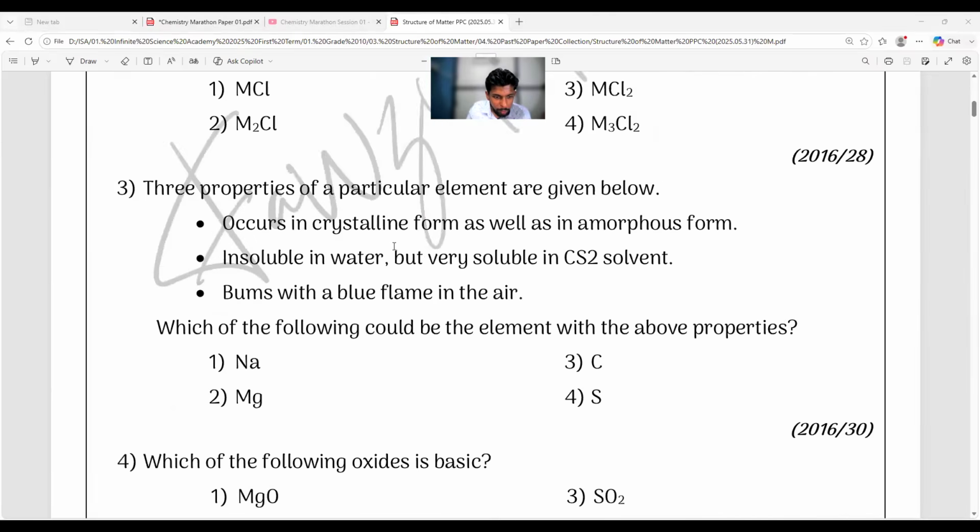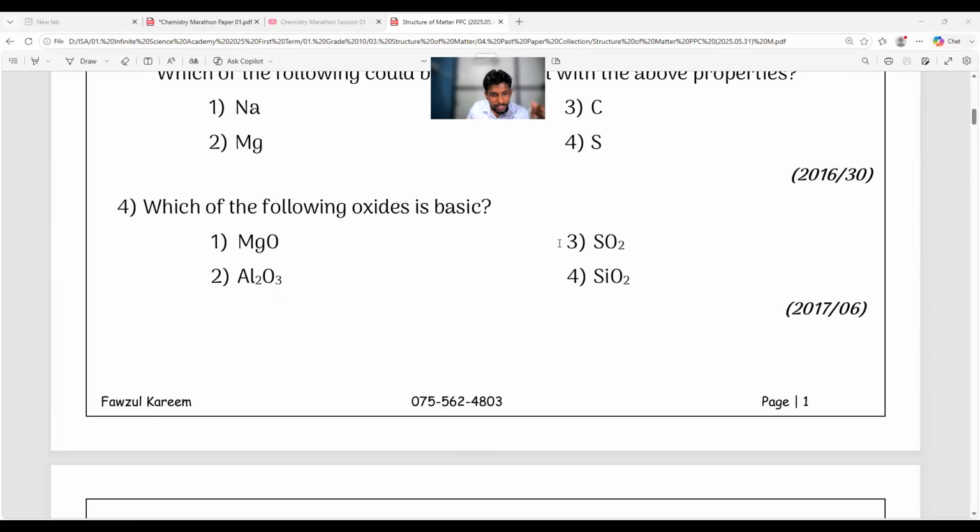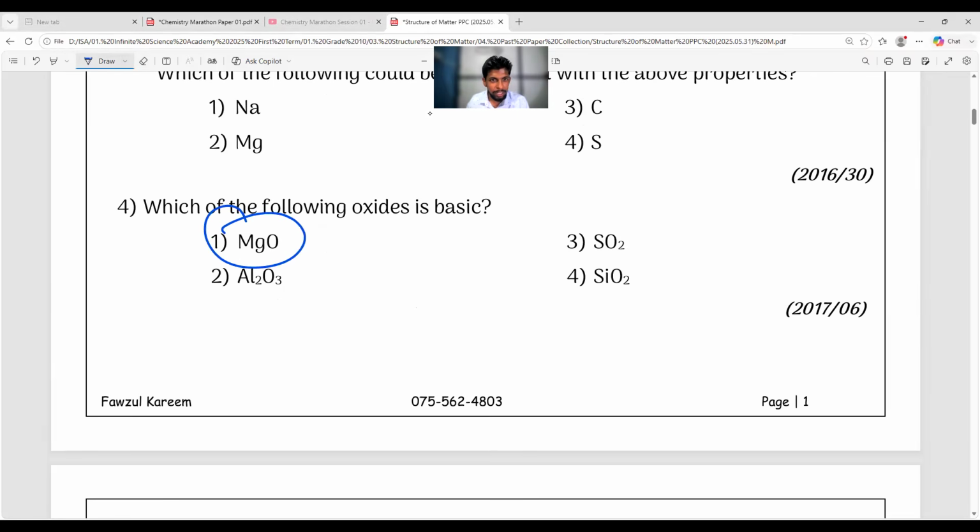Okay. Now we have another question. Which of the following oxides is a base? Third one? Check it. SO2 is an acid, my dear. First one, magnesium oxide. Is it clear? I didn't say anything, sir. Oh, you didn't say anything. Okay. No, the third one is not the answer, because sulfur dioxide is an acid.